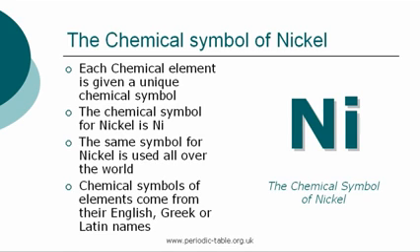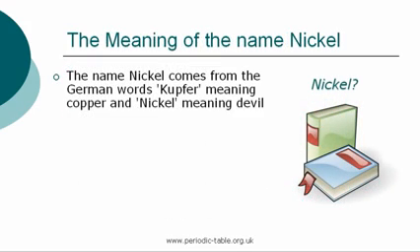The chemical symbols of elements come from their English, Greek, or Latin names. The first letter of a symbol is always a capital letter, and if there are any subsequent letters, they are expressed in lowercase. The name nickel derives from an abbreviation of the German word Kupfernickel, meaning devil's copper.